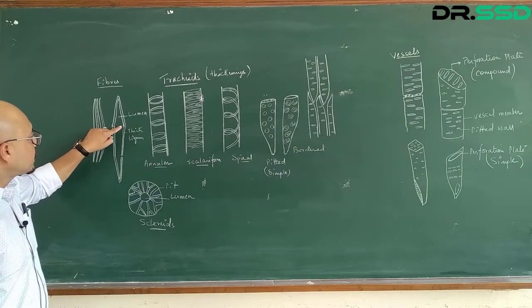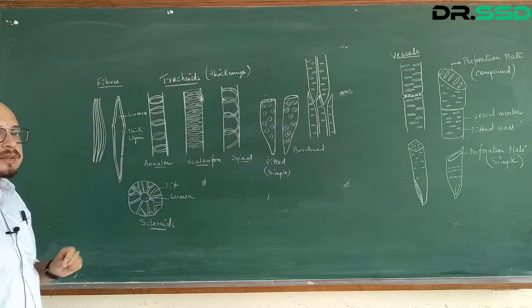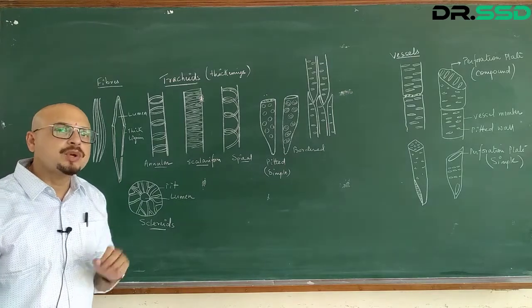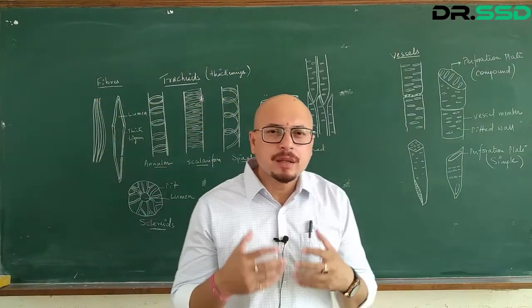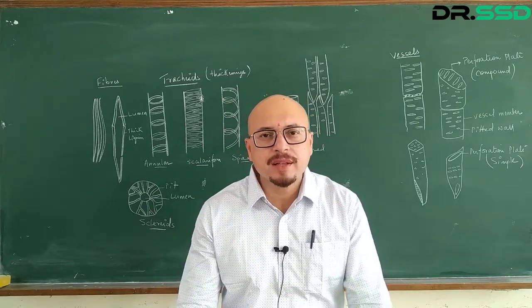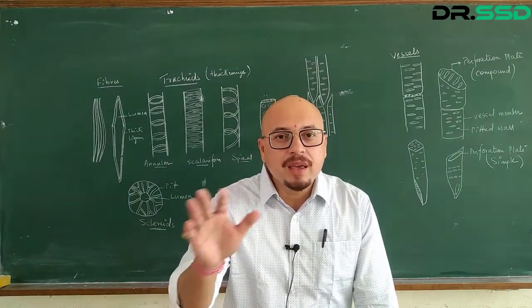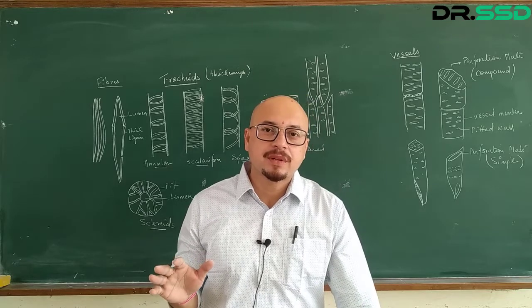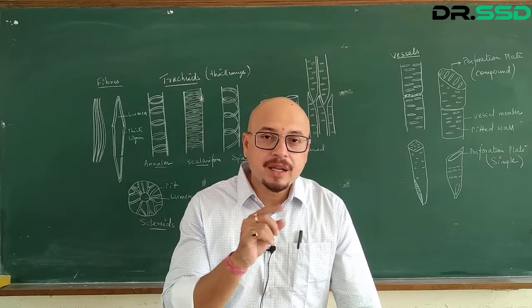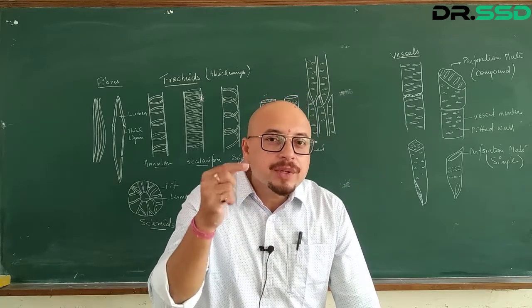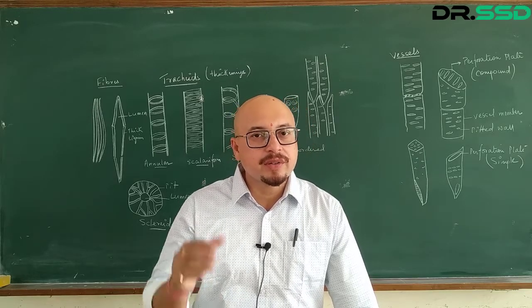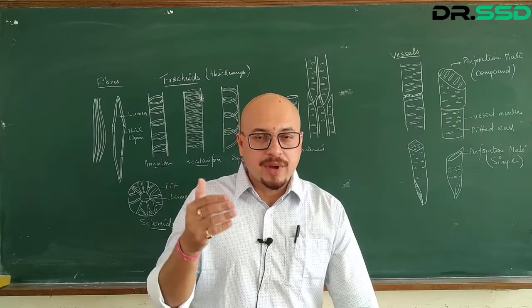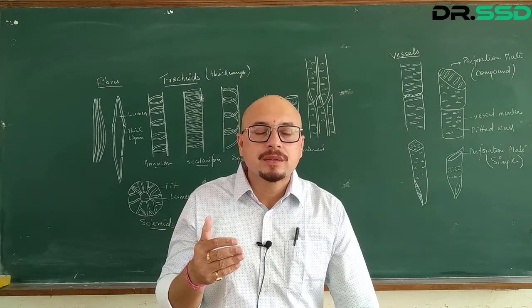And you can even see pits on them. So you need to be very, very careful. You should have patience, because once you gaze through the microscope, don't be in a hurry. Try to differentiate, because most of the time it is very confusing whether it is a tracheid or a fiber. So be very careful.